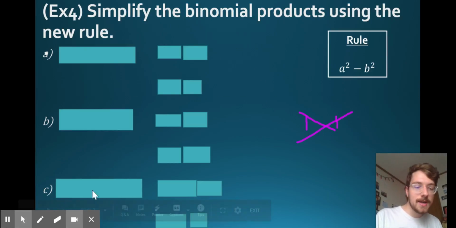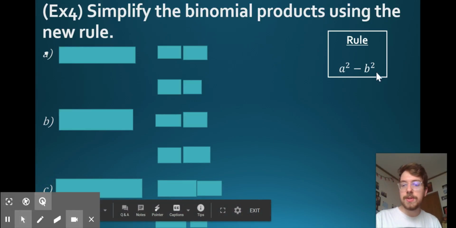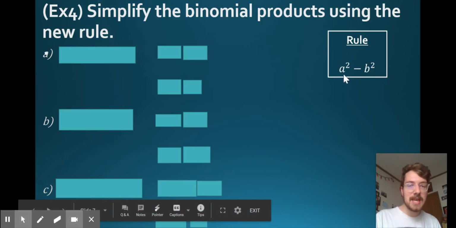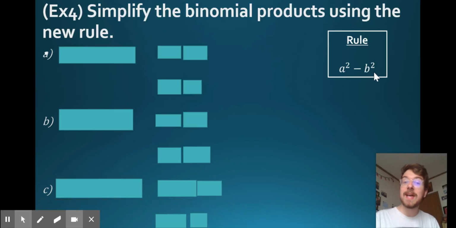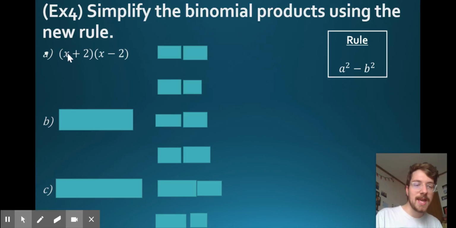So if I've got products of sums and differences, here's what rule you want to follow: a to the second power minus b to the second power. That's what your answer is always going to look like. So let's try this one. I've got x plus 2 times x minus 2. Again, one of them has to be addition, the other one has to be subtraction in order for this rule to apply. And we got the same terms in each one as well.